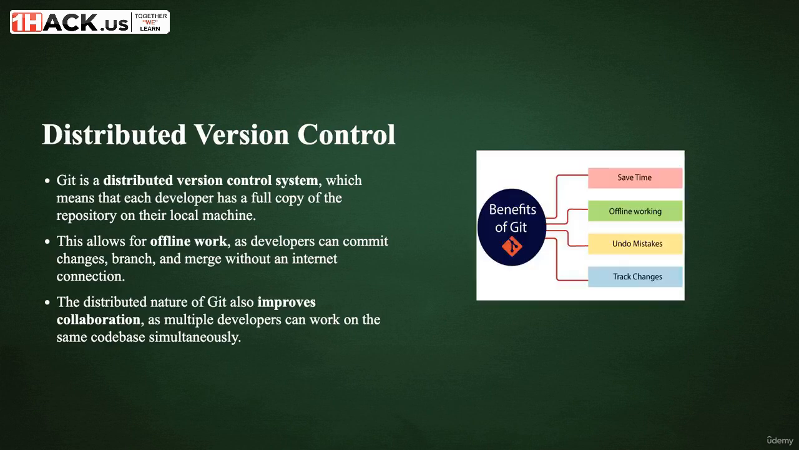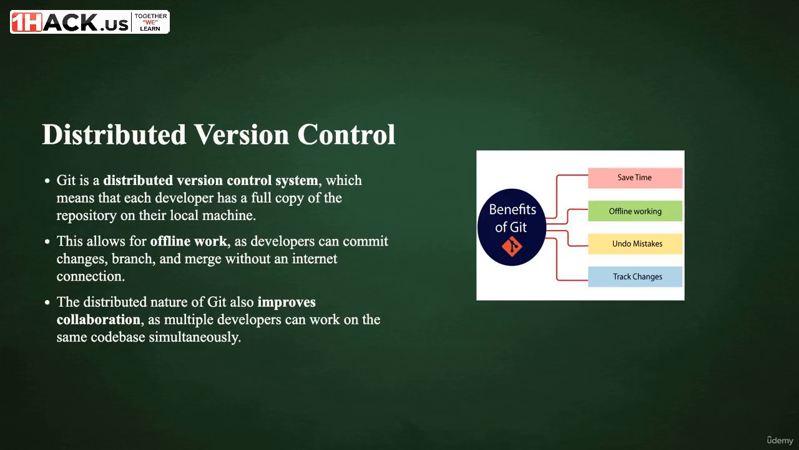One of the key benefits of using Git is its distributed version control system. Unlike centralized version control systems, where the main repository is hosted on a central server, Git allows each developer to have a full copy of the repository on their local machine. This distributed nature of Git offers several advantages.